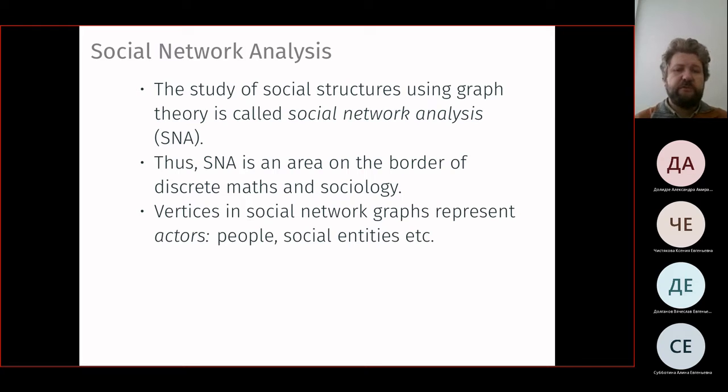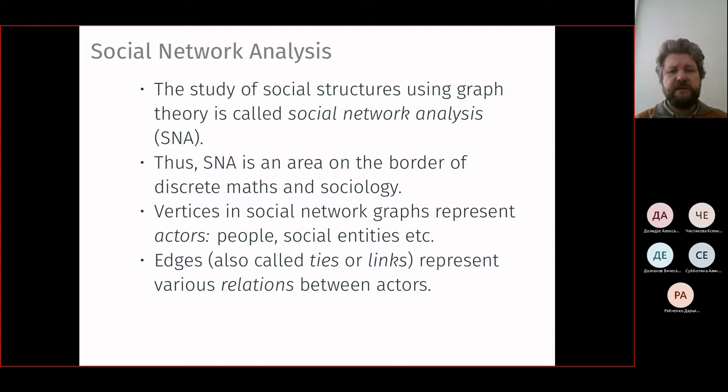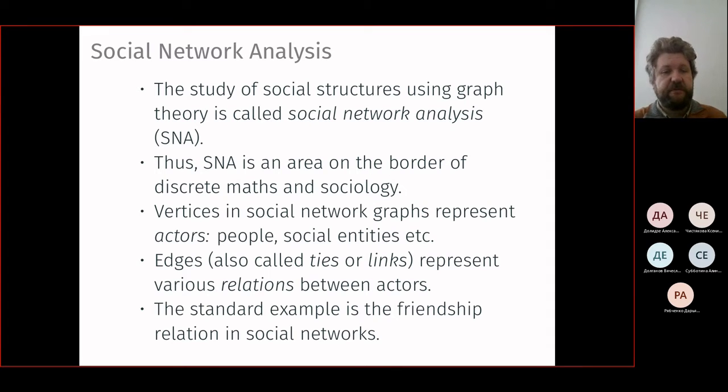Vertices in a social network represent some sort of actors. This could be people, social entities, something else. And edges, also sometimes called ties or links, represent various relations between actors. A typical relation is friendship, but there could also be asymmetric relations like subscription. Some person subscribes to a source of information, but the source does not interact with him itself, and things like that.